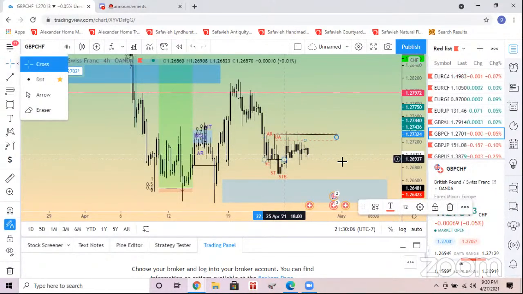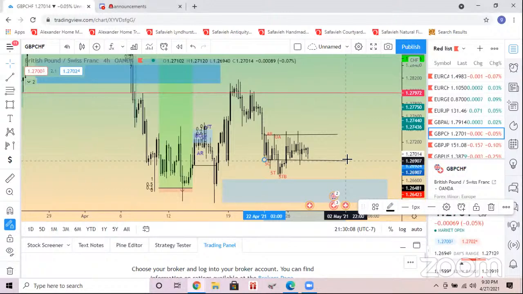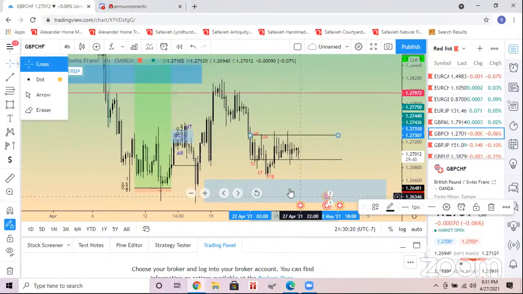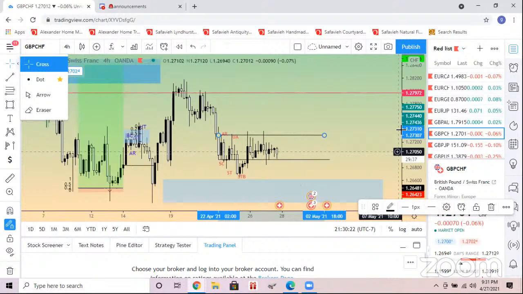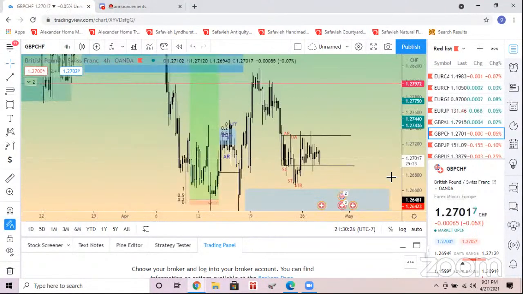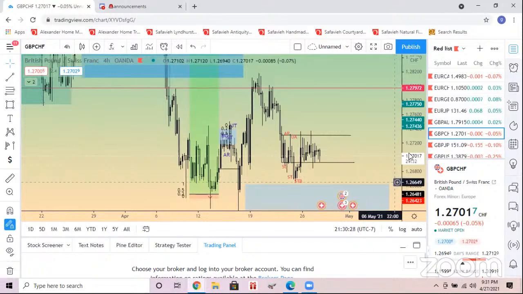Looking to get a spring, maybe. And then in the spring, hopefully we get a fractal accumulation. So maybe like a 5-minute accumulation in here. And then, yeah, that's what I'm really looking for. So my alert.